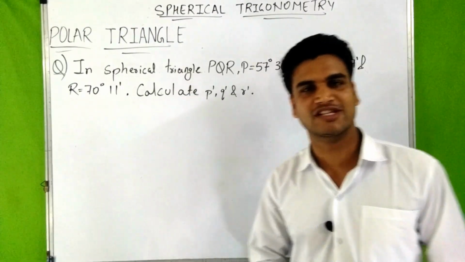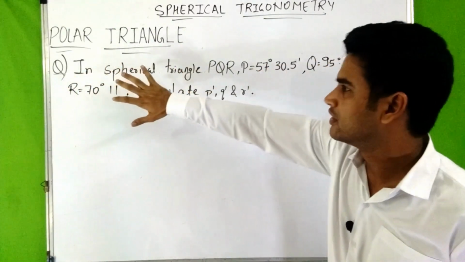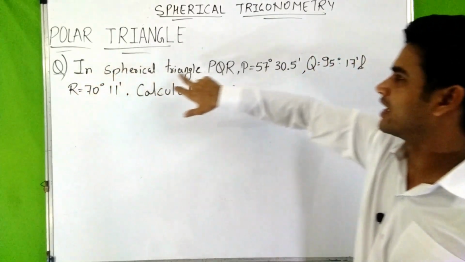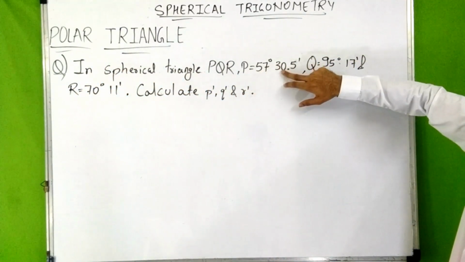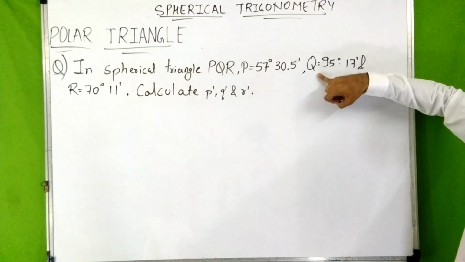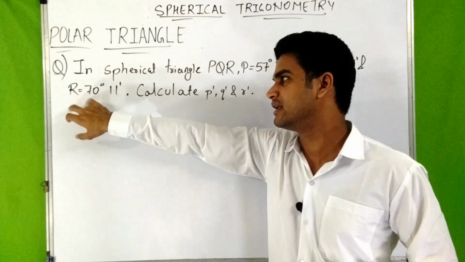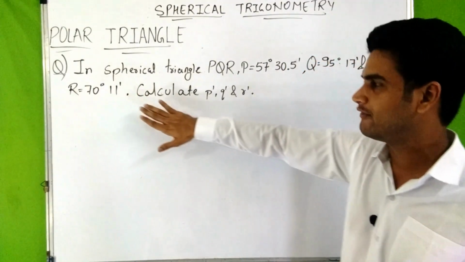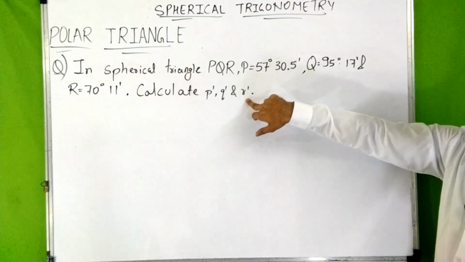So now we will see some numericals related to polar triangle. So here in this first question, the question is, in spherical triangle PQR, angle capital P is 57 degree 30.5 minutes, angle capital Q is 95 degree 17 minutes, angle capital R is 70 degree 11 minutes, and we have to calculate small p dash, small q dash and small r dash.